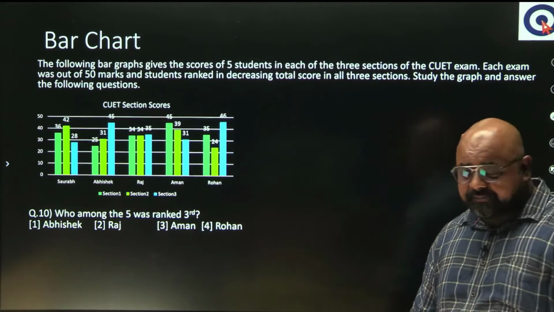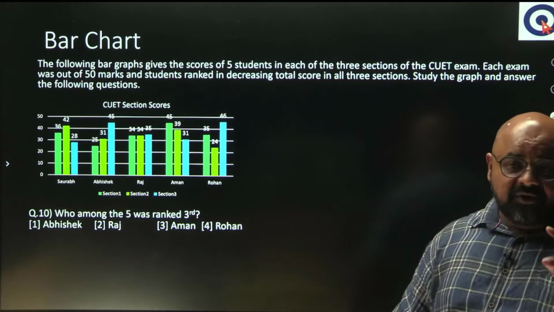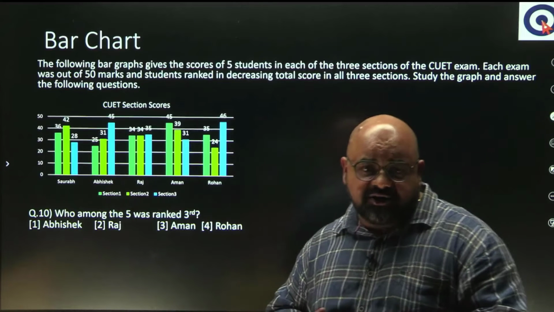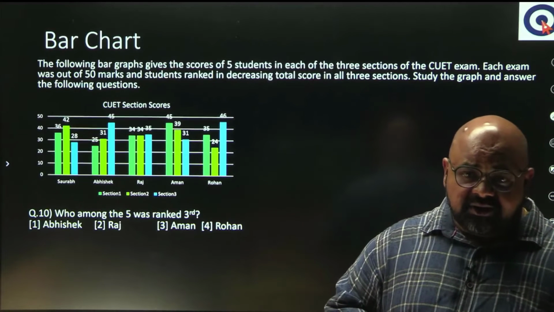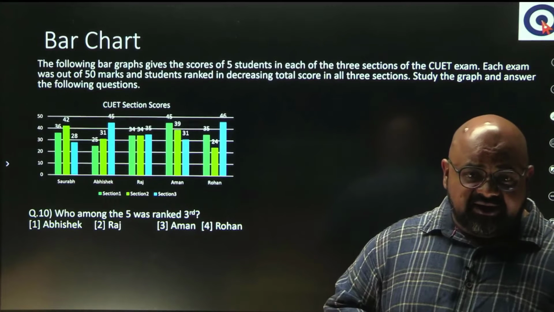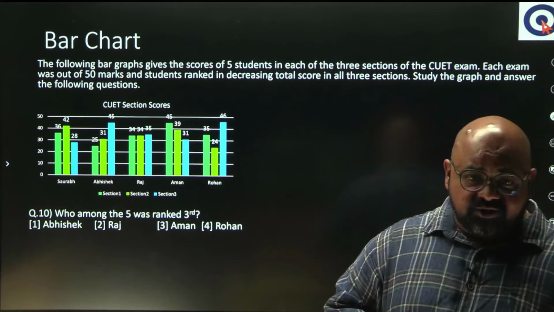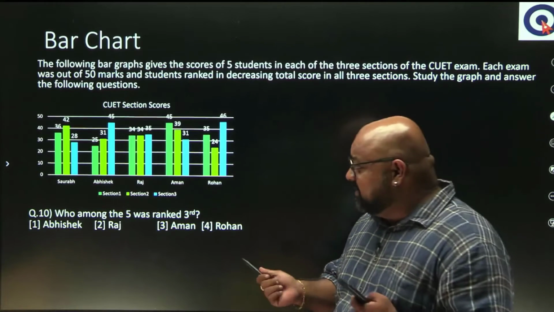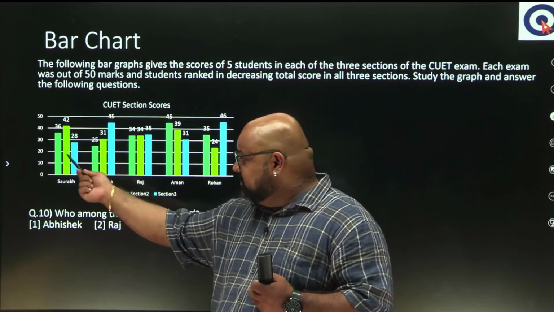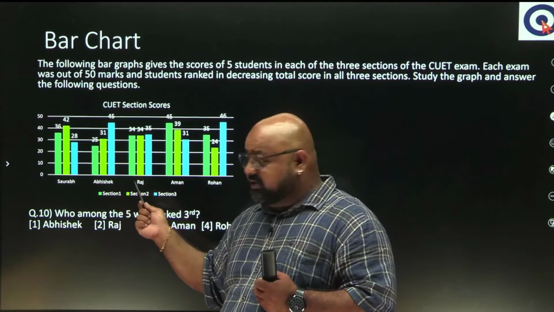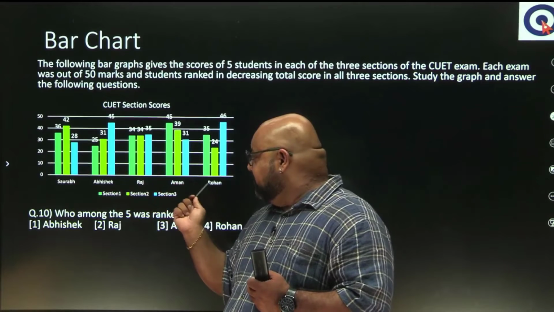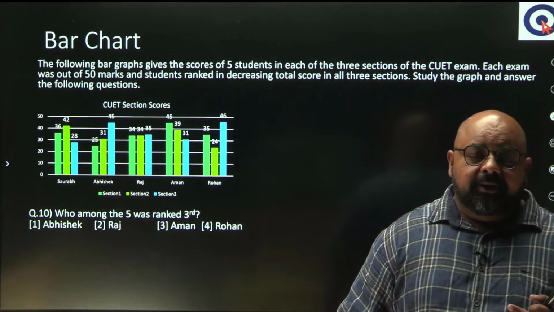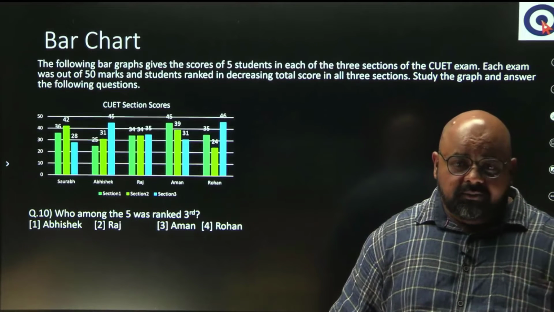Next is a bar chart. Again, bar charts can be of two types, please note. One is this one, which talks about 5 students, 3 sections, scores for CUET exam, each section out of 50 marks, students ranked in decreasing total score in all 3 sections. Study the graph. Okay. So basically this is the marks that Saurabh scored in section 1, 2, 3, Abhishek in section 1, 2, 3, Raj in section 1, 2, 3, Aman in section 1, 2, 3 and Rohan in section 1, 2, 3. That is what this graph talks about. This could be one sort of a graph.